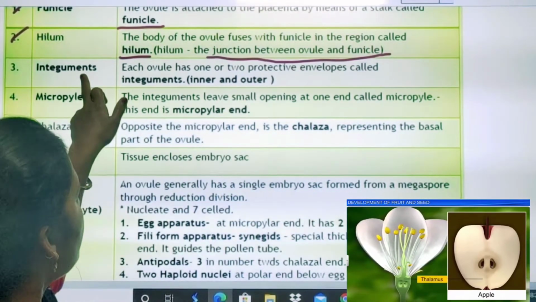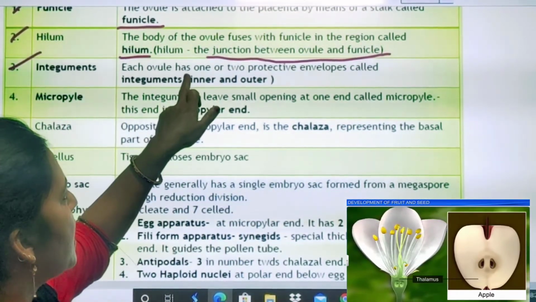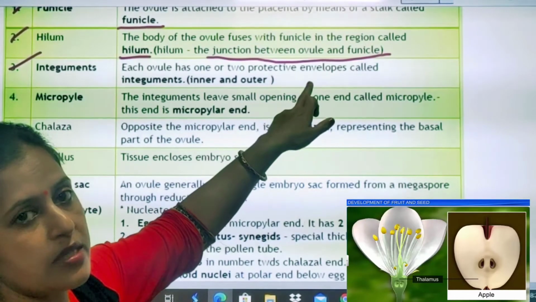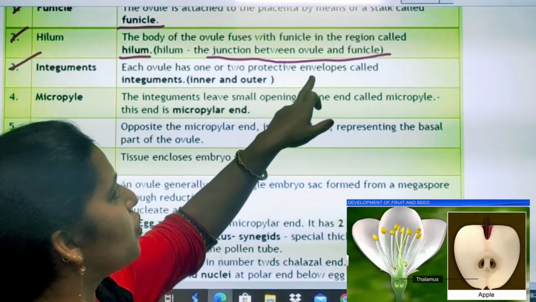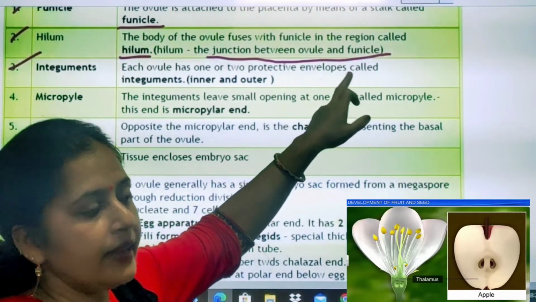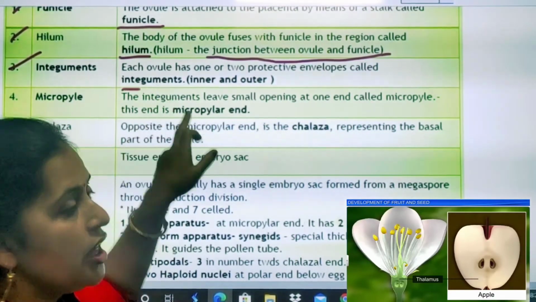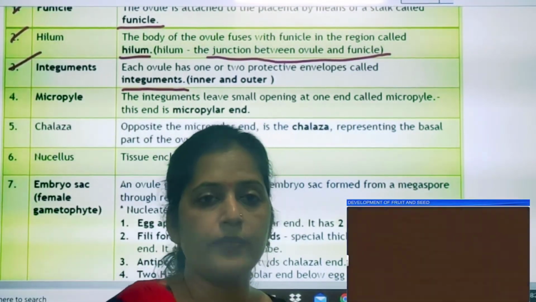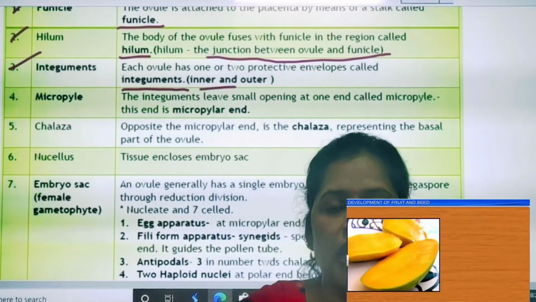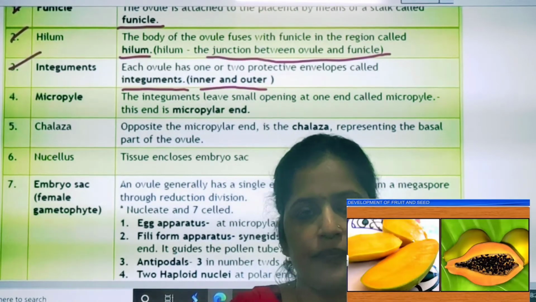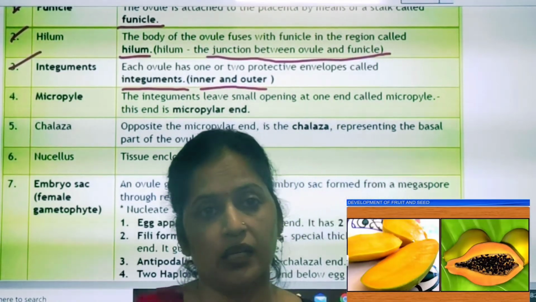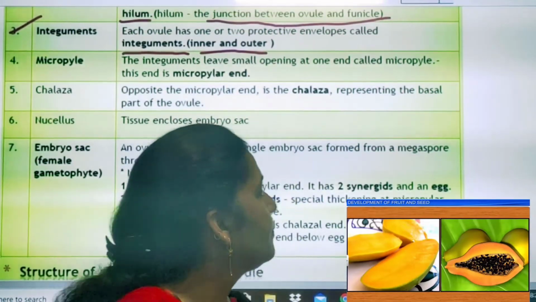Next is the integuments. Each ovule has one or two protective envelopes. हर एक ovule के पास एक या एक से अधिक envelopes होंगे, and those envelopes are called the integuments. That means there are two types of integuments, the inner integument and the outer integument. The outer layer is thick and the inner layer is thin. That is known as the integument.